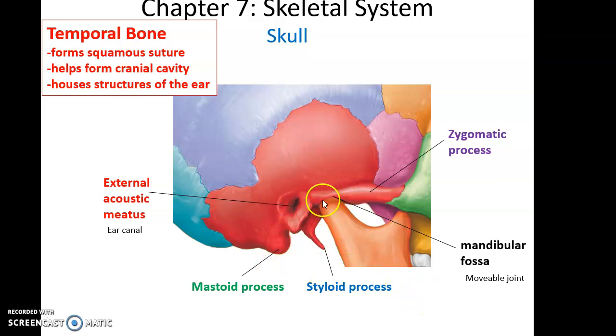Then there is this little depression here called the mandibular fossa. Mandibular fossa is where the mandible fits in and articulates with the temporal bone, forming the only movable joints in the skull.